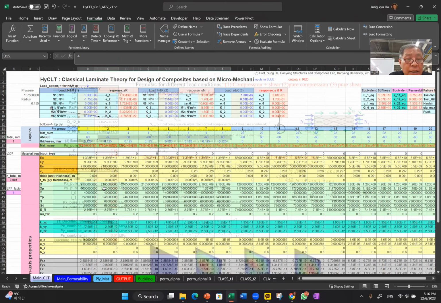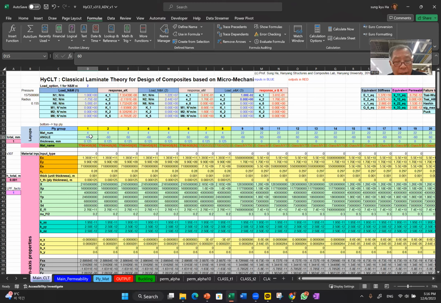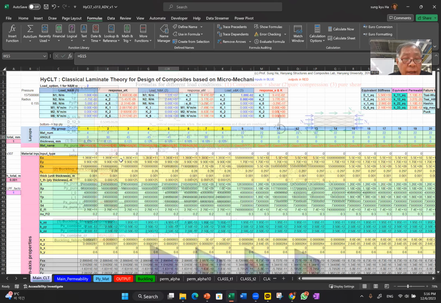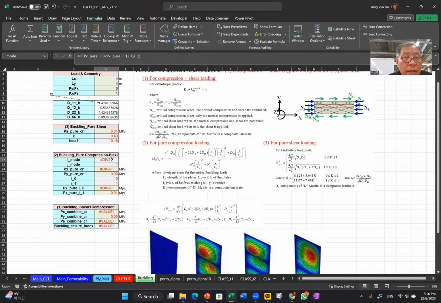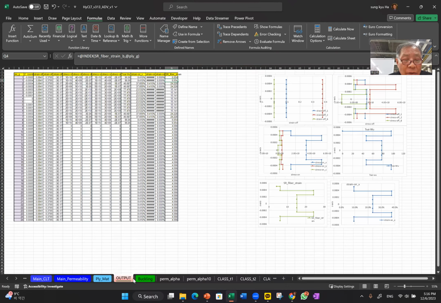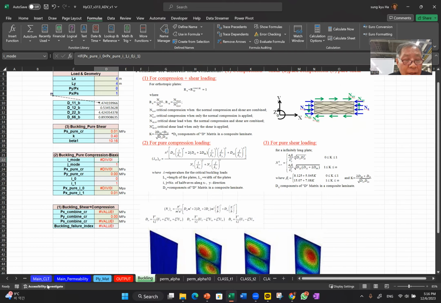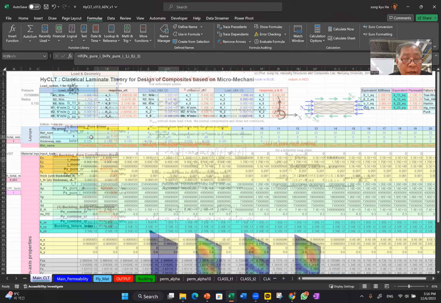Let's say this is all 0, 90, and 45 and minus 45. This is exactly quasi-isotropic. And then let's say, okay, this has to be slightly, it is not for the isotropic. So that's why we have a little bit of an error there.